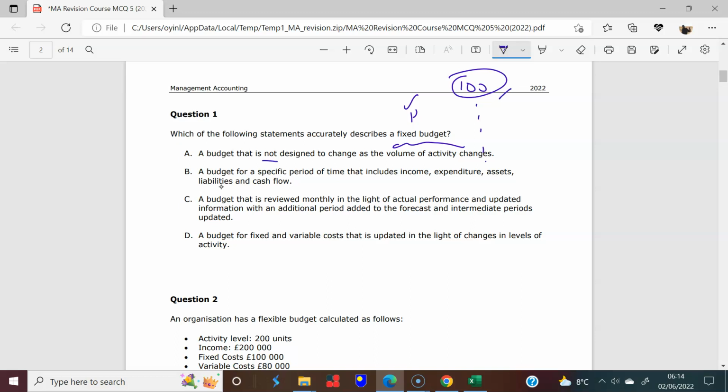So it's a budget that is not designed to change as the volume of activity changes. We're just keeping it. So even if we have a change in activity, we leave this as it is. So that's what this is. So the answer here is A. All these talk about change and review, and none of that really happens with a fixed budget.